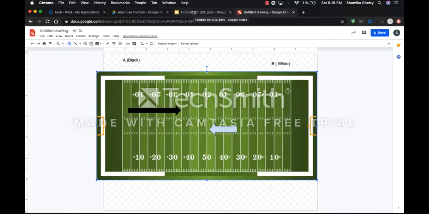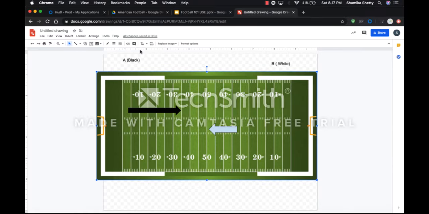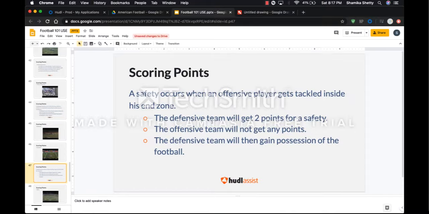Let's go back and read. A safety occurs when an offensive player gets tackled inside his end zone. This is his end zone, offensive end zone. This is his scoring end zone. Okay. The defensive team will get 2 points for a safety.